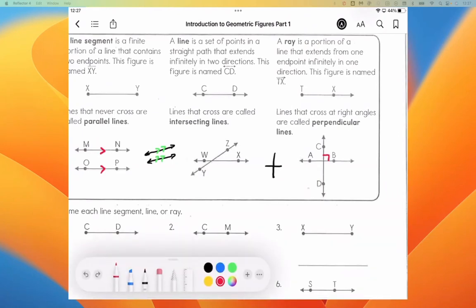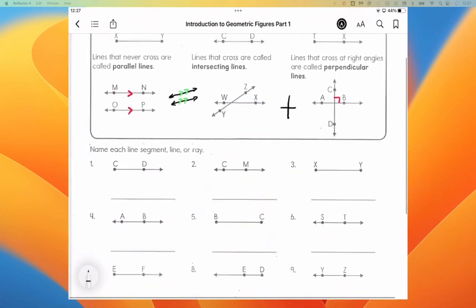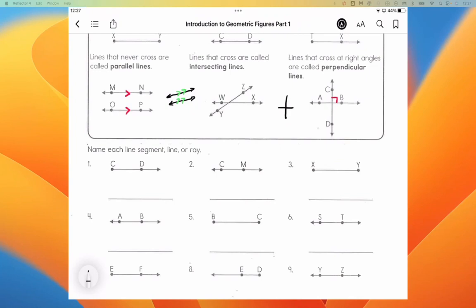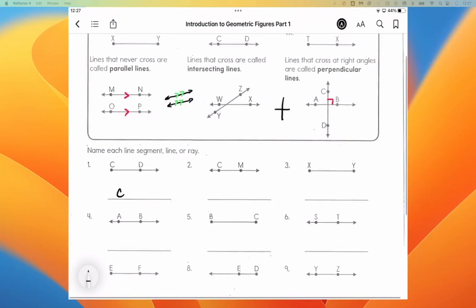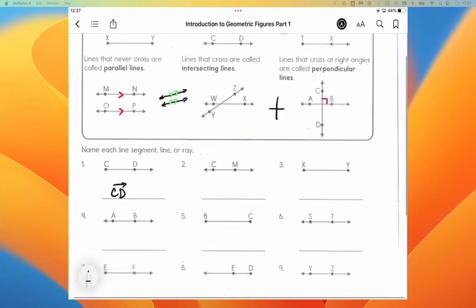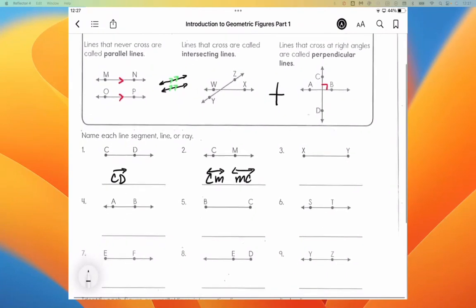So with that, we're going to go down here and name each line, segment, line, or ray. And remembering with rays, we can only have one name because it has to start at the point and go in the direction of the line, so CD. This one's a line, so we can name it CM or MC. Next, we have a line segment, XY. No arrows on our line, or YX.